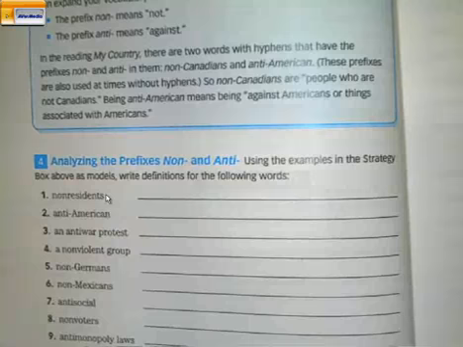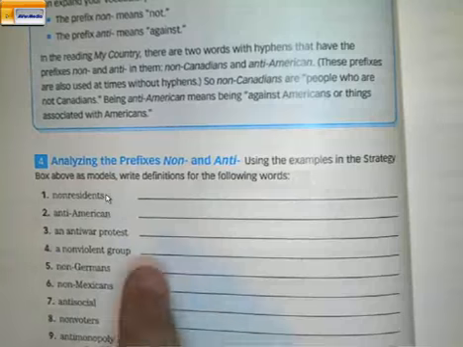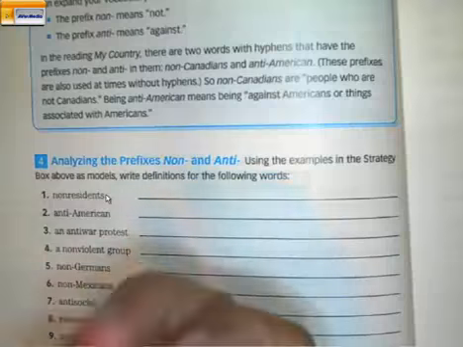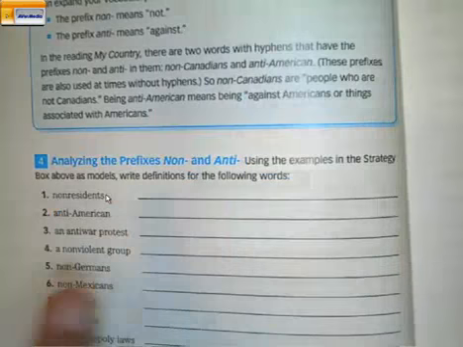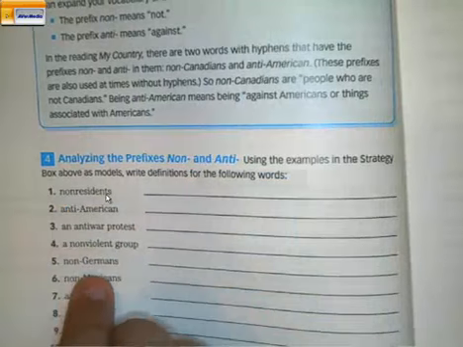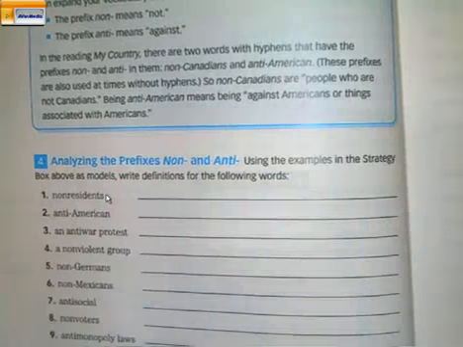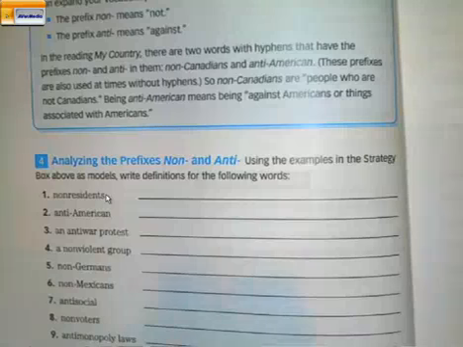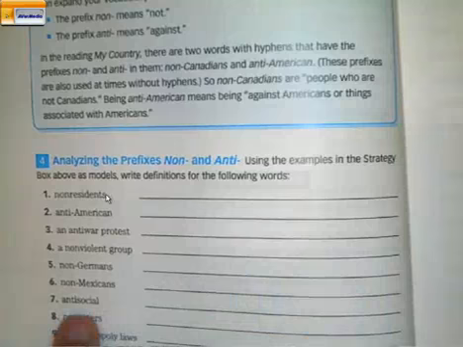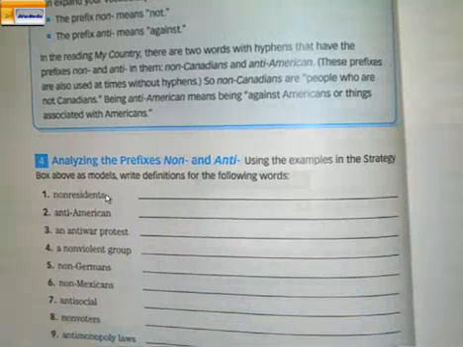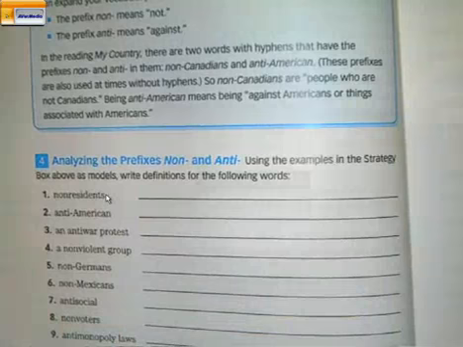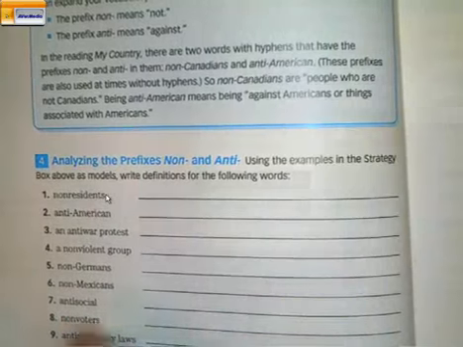A non-violent group, it means a group that does not like violence. Non means not. Non-Germans, it means you are not German. If you say I am non-German, it means your nationality is not German. Non-Mexican is the same. Antisocial, it means you are against society. You don't like to socialize with people. You like to sit alone.